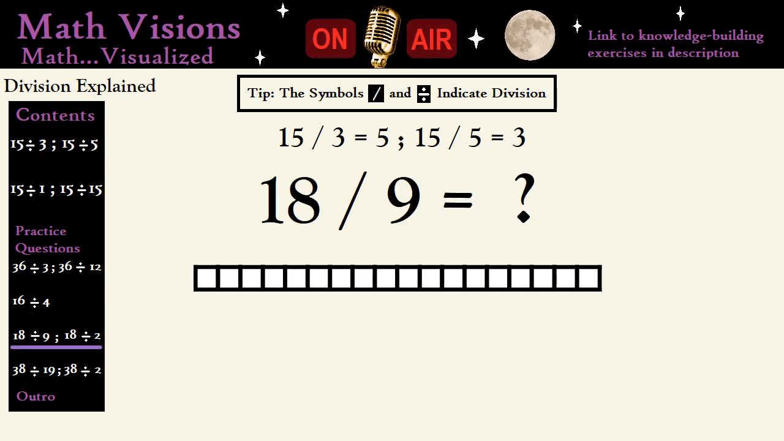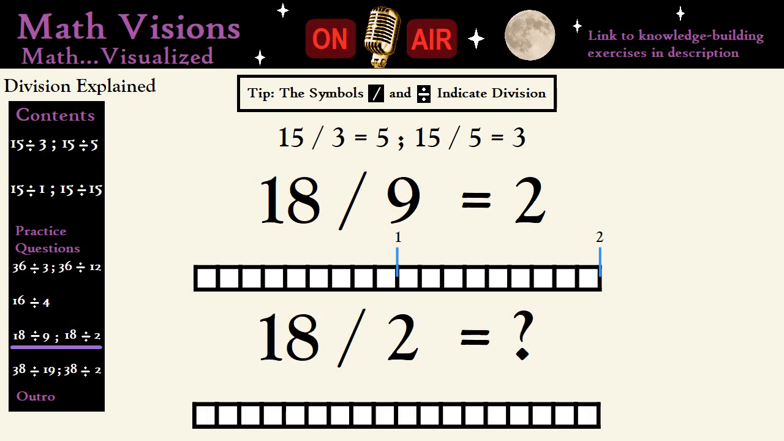Let's divide 18 by 9. How many groups of 9 do we have? Feel free to pause the video if you need to. If you got 2 groups, excellent. What will we get if we divide 18 by 2? If you got 9, that's right, since dividing 18 by one of the smaller numbers gives us the other small number.